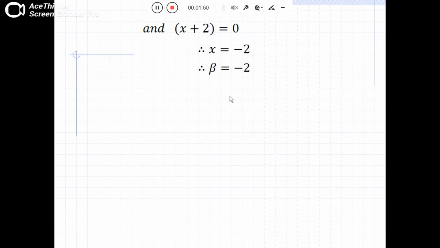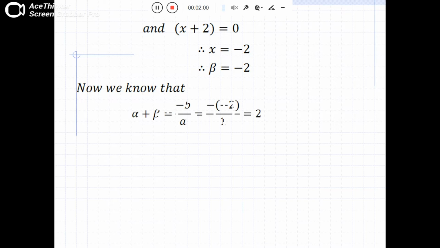Now it is time to verify the relationship between zeros and the coefficients. So as you know that alpha plus beta, it means sum of zeros is equal to minus b upon a. This is zeros and this is the coefficients. So you will get minus of the value of b, which was minus 2, upon a, which is 1. So minus of minus is plus 2 upon 1 is equal to 2. So alpha plus beta you got 2 with the help of its coefficients.